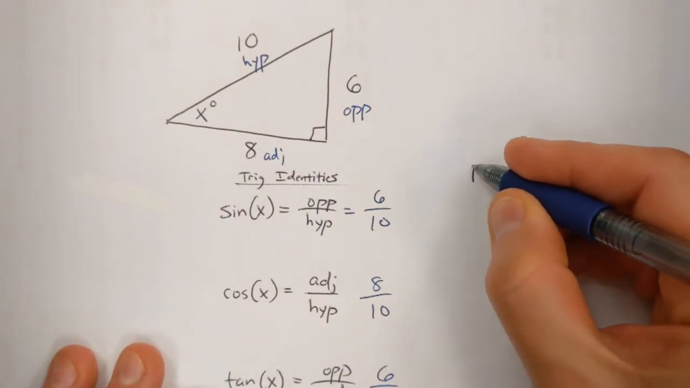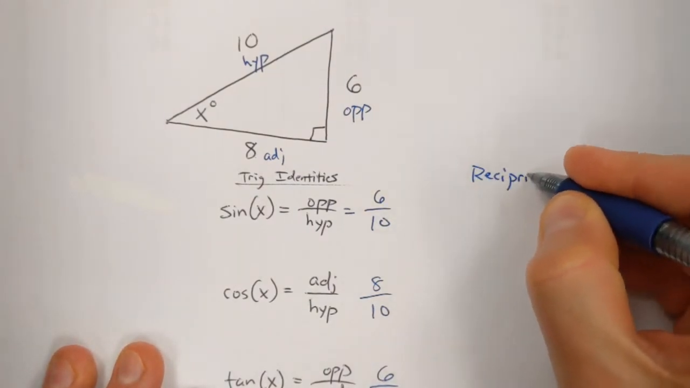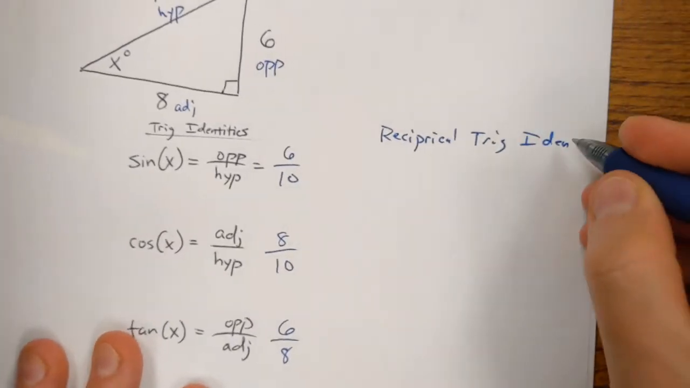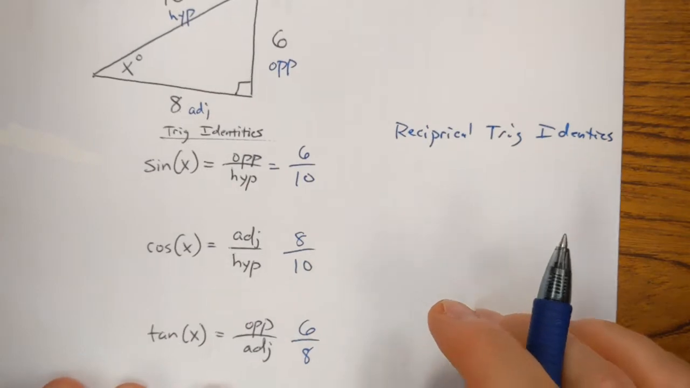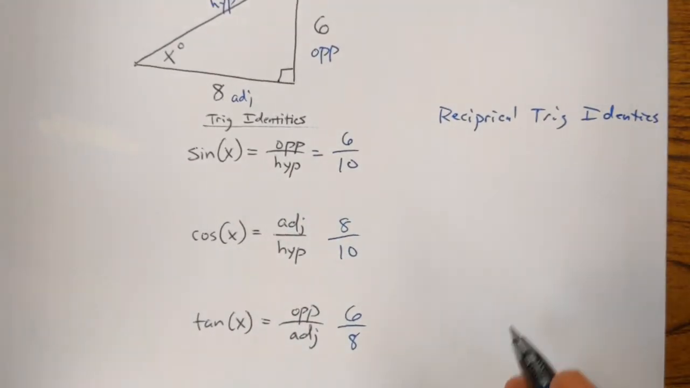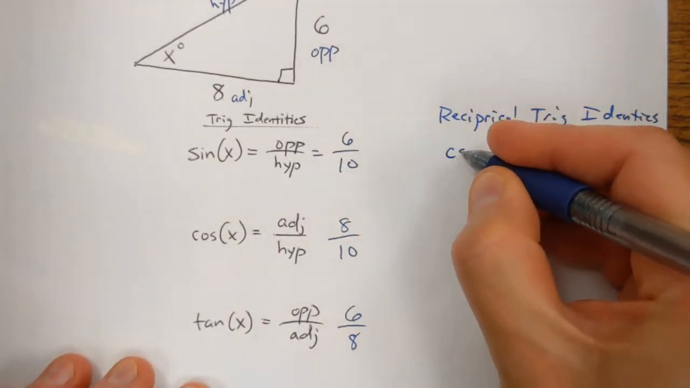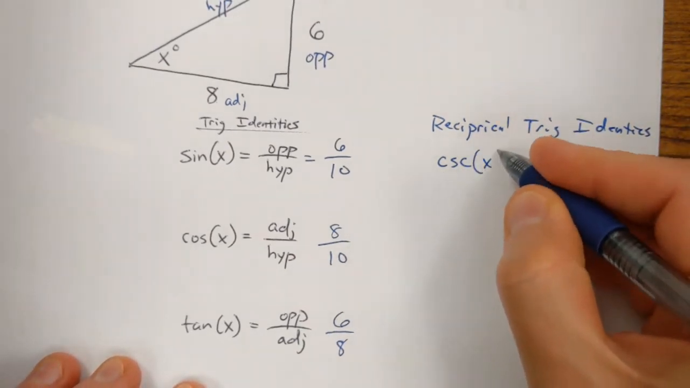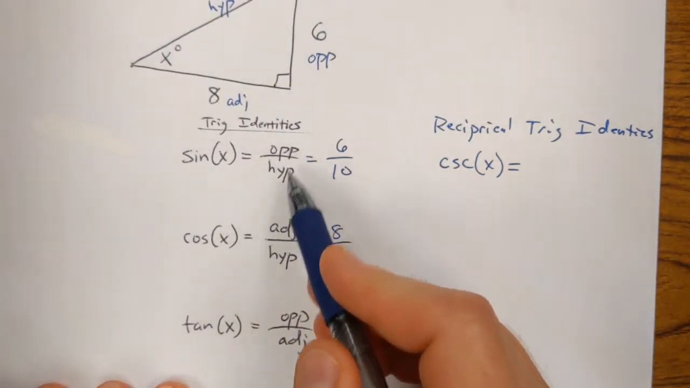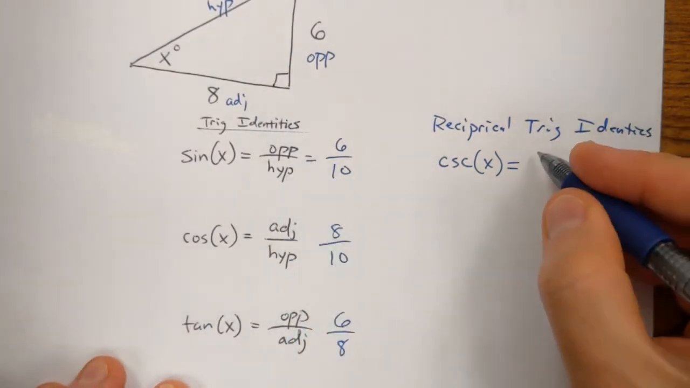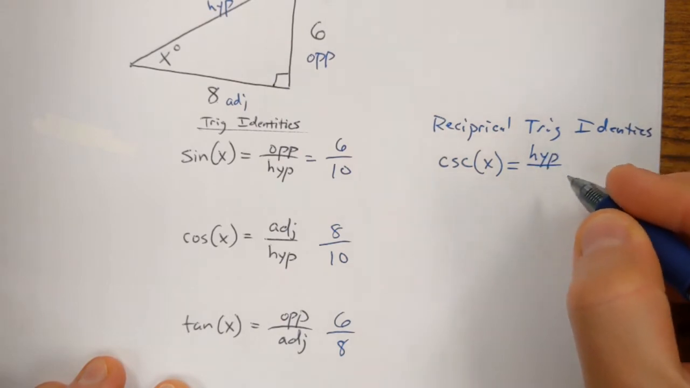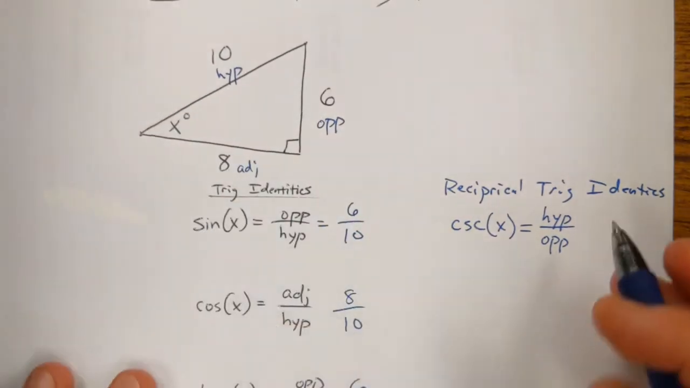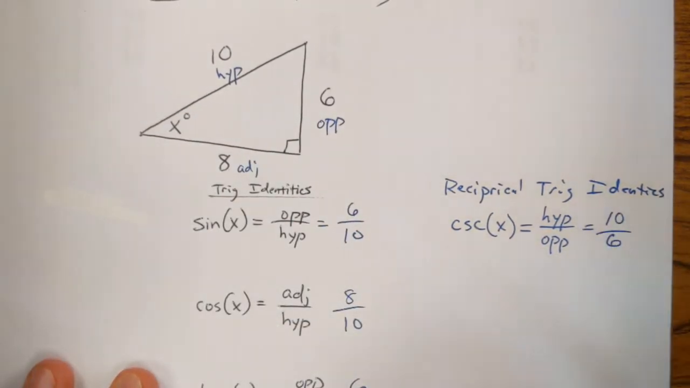So what are the reciprocal trig identities? Well, the word reciprocal indicates that you're flipping the fraction upside down. Let's start with what's called cosecant. Cosecant, CSC, the cosecant of angle x, is the reciprocal of sine, which means we flip it upside down. It would be hypotenuse over opposite. So instead of 6 over 10, this would be 10 over 6.